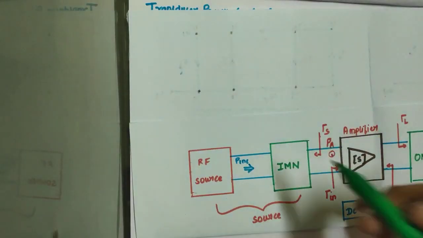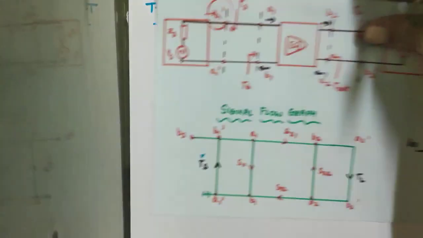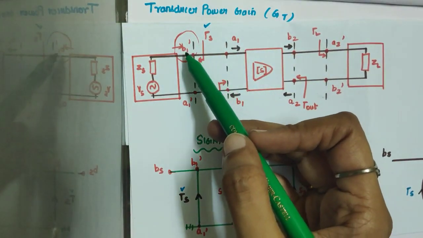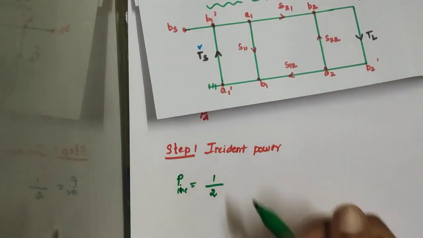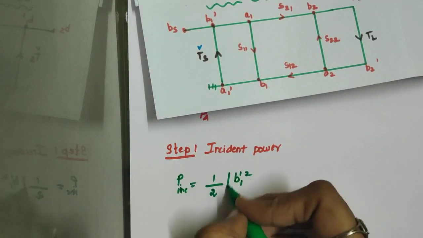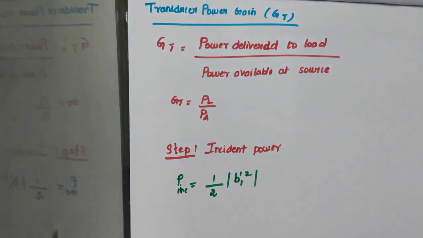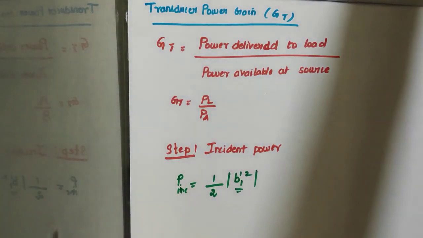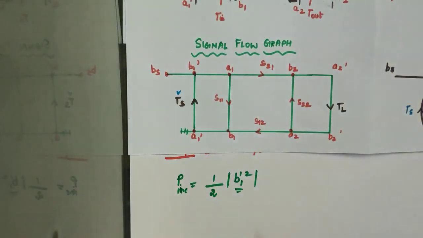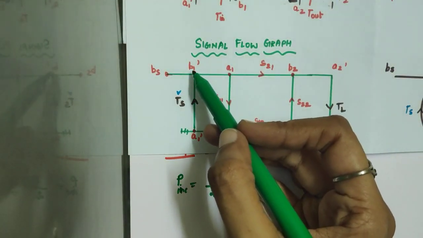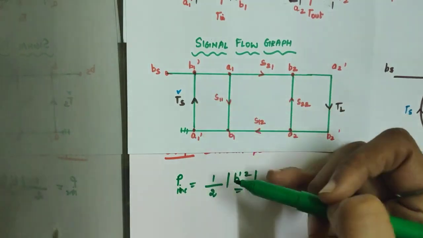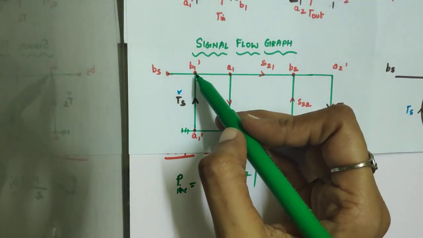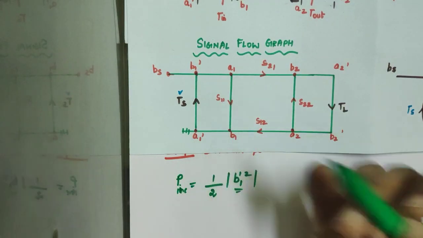Now what is the wave that is present here? Just refer to this diagram. What is the wave that is present at the RF source? It is B1 dash. So the formula for power must be half of B1 dash square. To calculate the incident power, we need to know what B1 dash is. So how to calculate B1 dash? Now let us refer to the signal flow graph. B1 dash is present here. This B1 dash contains two incoming waves: Bs from here and tau s into A1 dash from here. Therefore B1 dash will be Bs plus tau s into A1 dash.